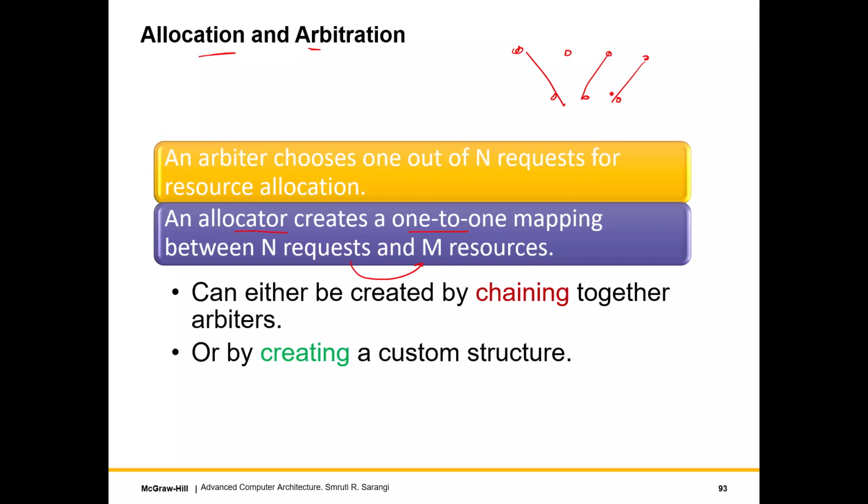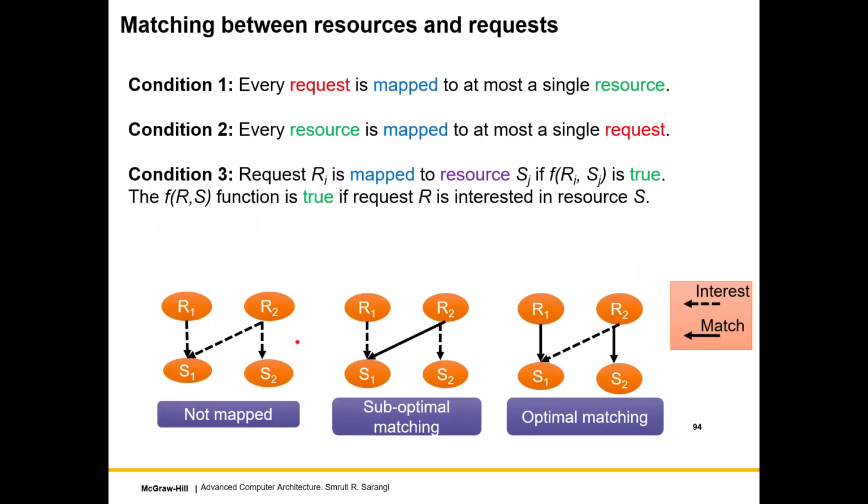That is an allocator. A trivial idea would be that you chain together arbiters, in the sense that for the first resource, you map one of the requests, remove that request from contention, then do the same for the second resource, and so on and so forth. But there are ways and methods of creating custom structures which are far more efficient. The matching between resources and requests is somewhat interesting and theoretical.